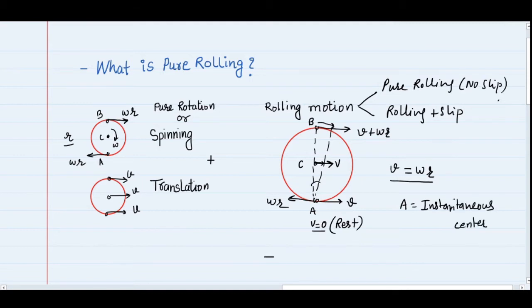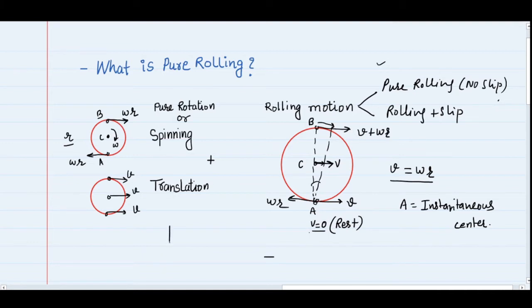So please remember that this is a problem in competitive exams: when we are having pure rolling, about which point does the entire body tilt? About the base point the entire body will rotate, and the base point can be considered as an instantaneous center. So this is the case of pure rolling. Means in case of pure rolling, the entire body rotates about the base point, and the velocity of the base is 0.